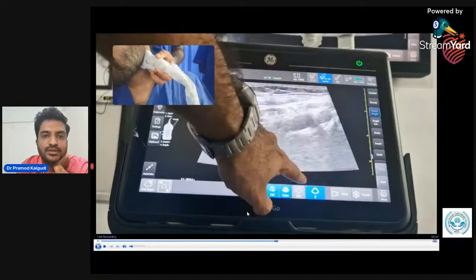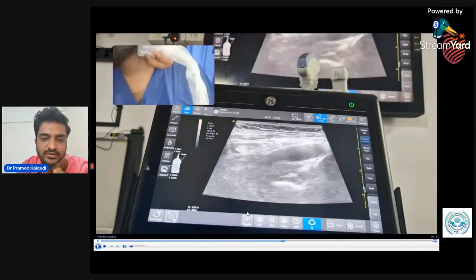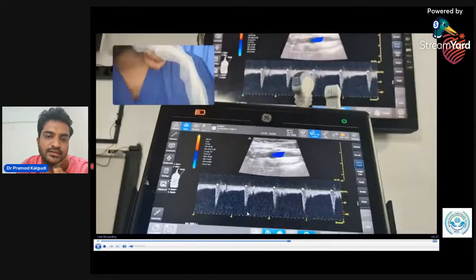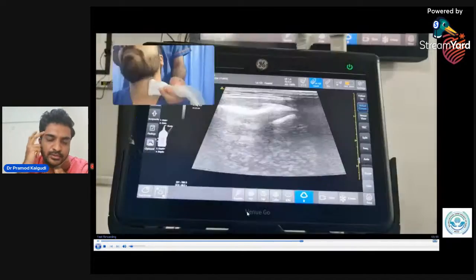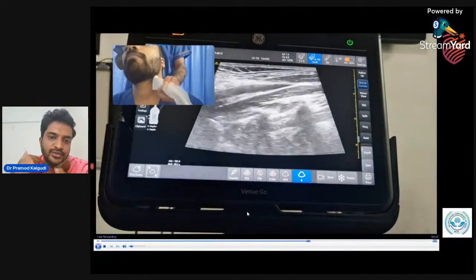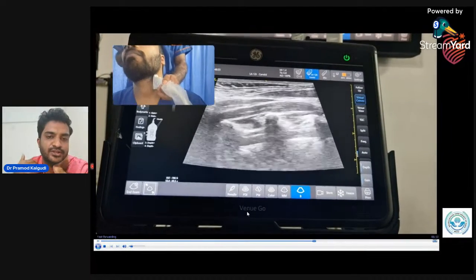And then you put the color window in the external and internal. So whenever you put a probe on the external carotid artery, you can do a temporal tap, which would be transmitted into the external carotid and which will give a fluctuation.